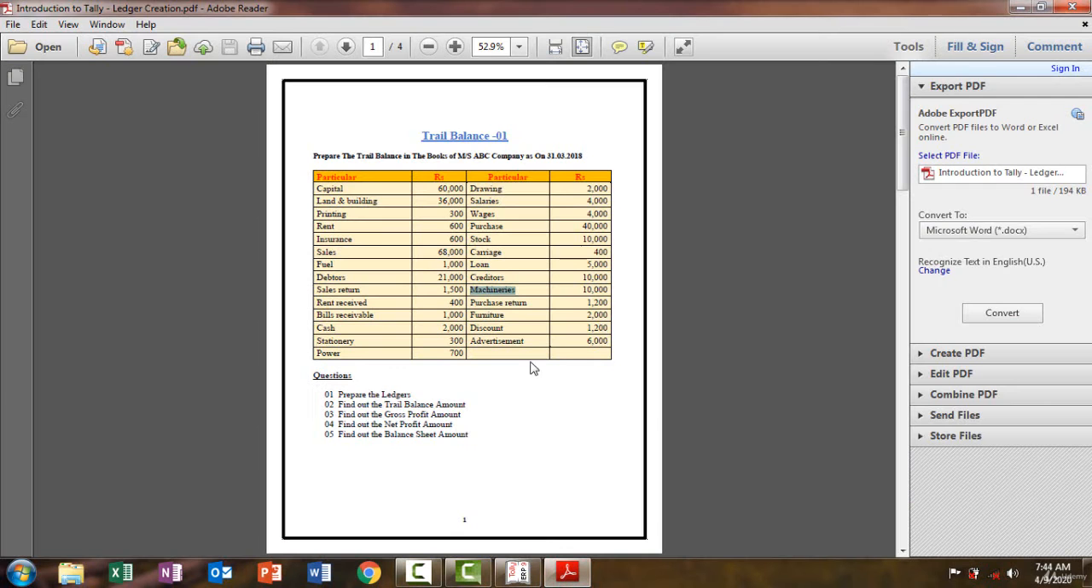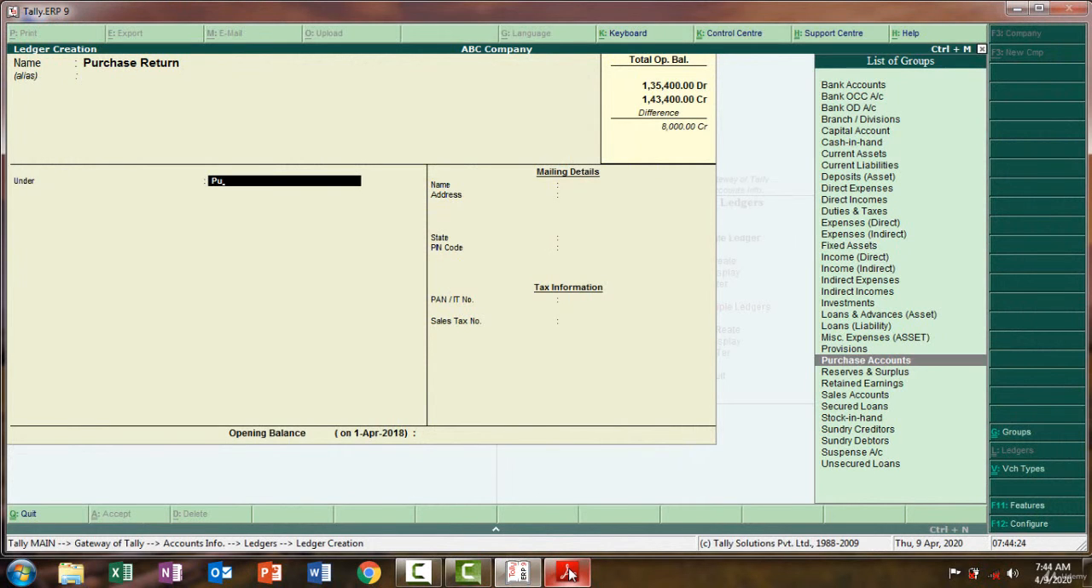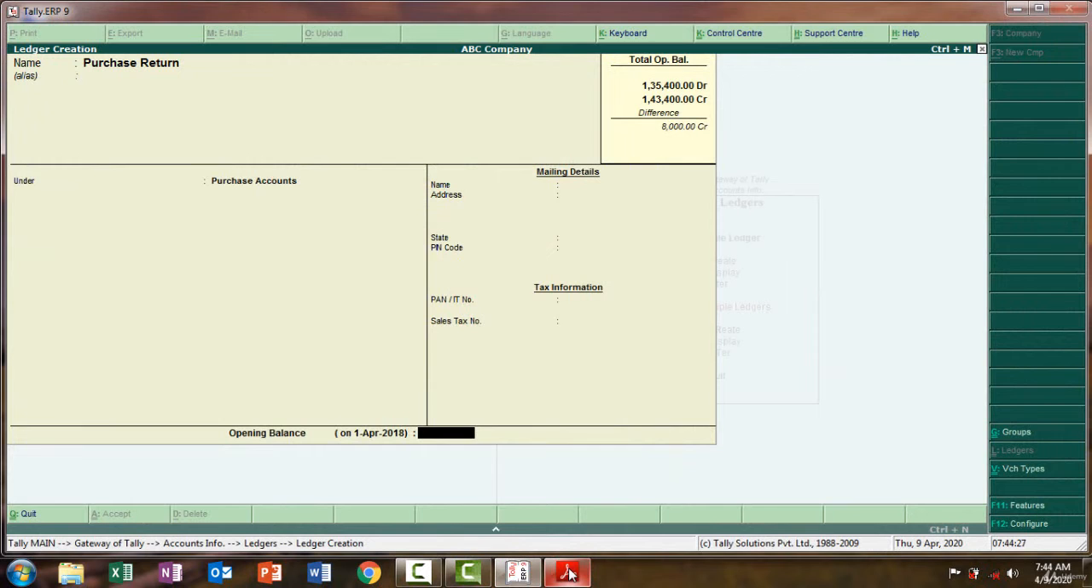The next one is purchase return. Purchase account is always debit, so purchase return account is always credit, and we have to choose that under the purchase group. So purchase return, purchase account, and we have to enter the amount. How much? 1,200, but the amount should be credit, because the purchase account is always debit, but purchase return is against the purchase, so it should be credit. Then yes.